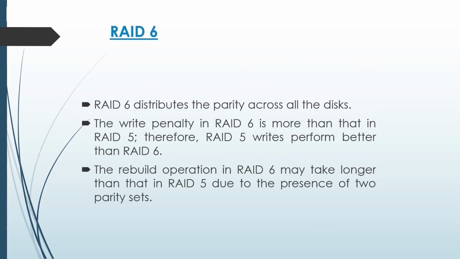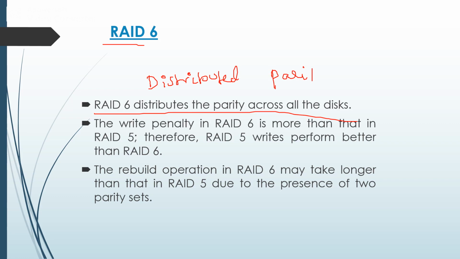Next is RAID 6. RAID 6 distributes the parity across all the disks, that is called distributed parity. The write penalty in RAID 6 is more than that of RAID 5. Therefore, RAID 5 performs better than RAID 6.